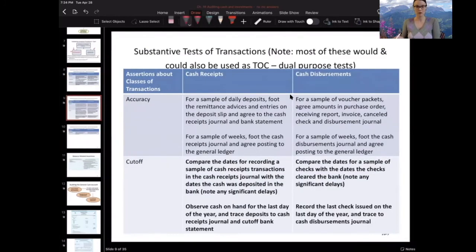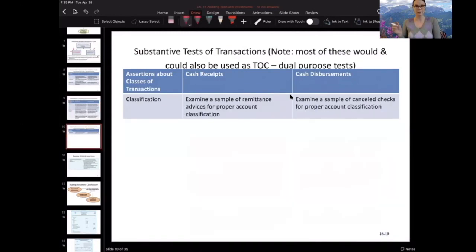And the one, of course, exception we know is cutoff, because that is the one we saved to test at period end. Okay, so we're going to be looking at the last few days of the year and the first few days of the following year to make sure that cash receipts and cash disbursements are recorded in the correct period. I think we did talk about that though in the earlier chapters, because we talked about things like the importance of doing daily deposits and things like that.